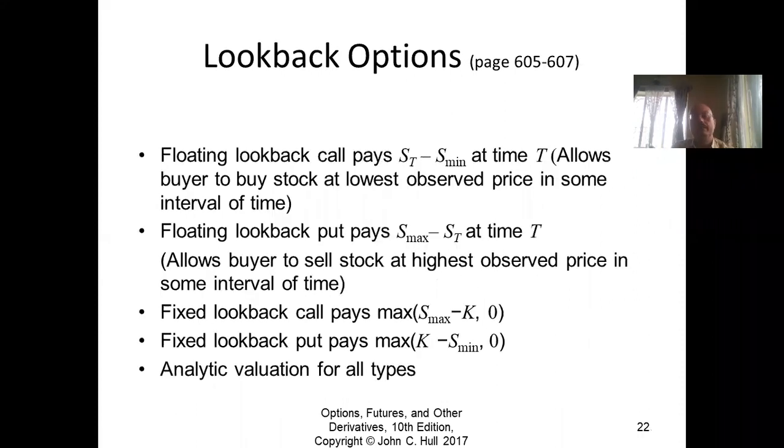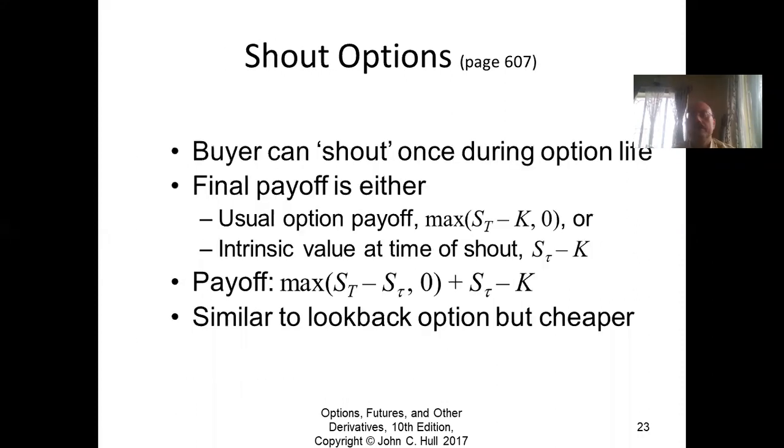So we stopped at the look back options. So let me talk about one or two more. A shout option is an option which you can terminate earlier than the usual expiry date. The contract works in the following way: the buyer can shout once during the option's life. So from today till the expiry date, if at any intermediate time you make a shout, then the option stops there and the final payoff is decided on that day.